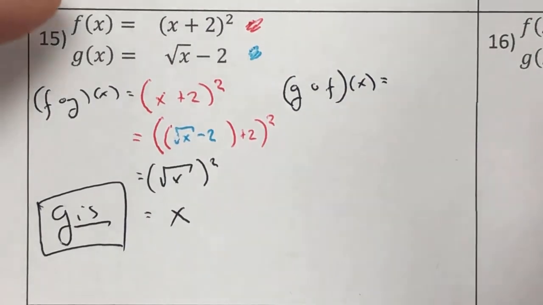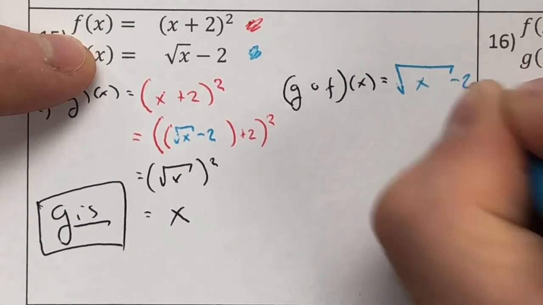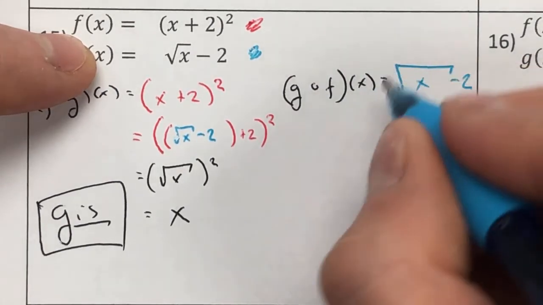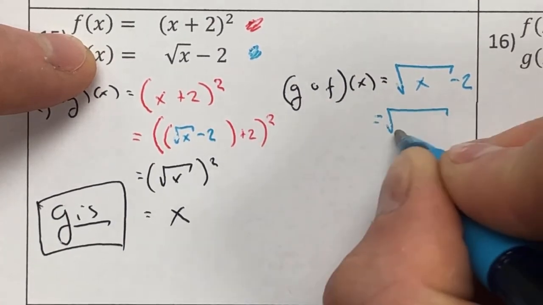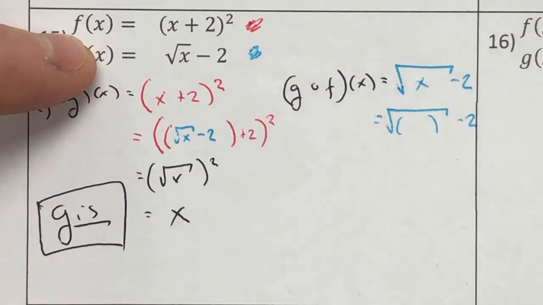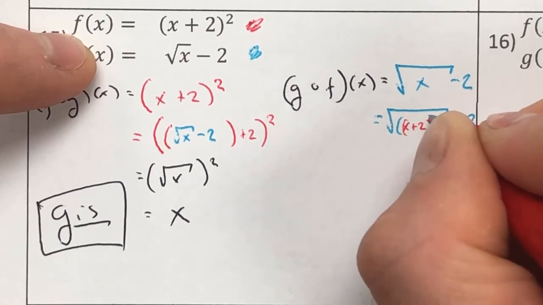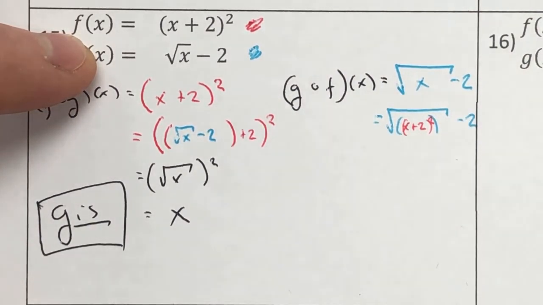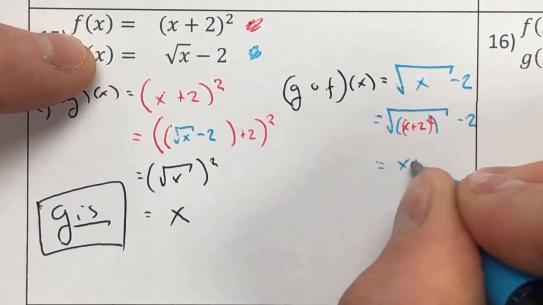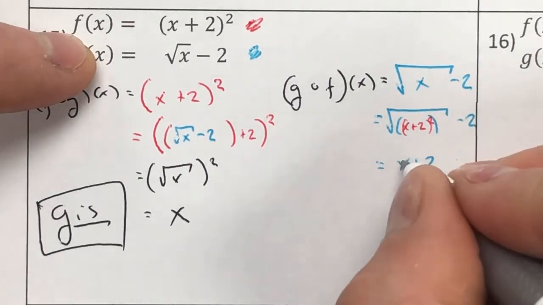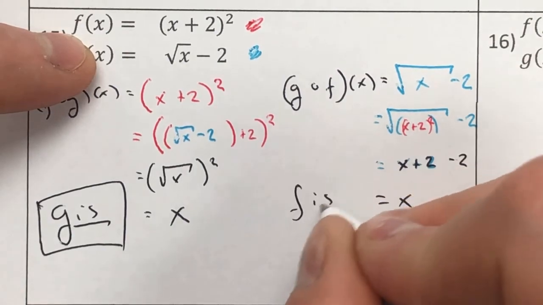So I'm going to go ahead and write out my other one. So I'm going to get root x minus 2, root, minus 2, squared. The root and the power cancel each other out, so I have x plus 2, x plus 2 minus 2. I'm led to f, so I know f is.